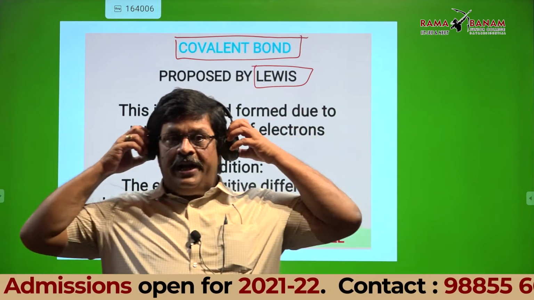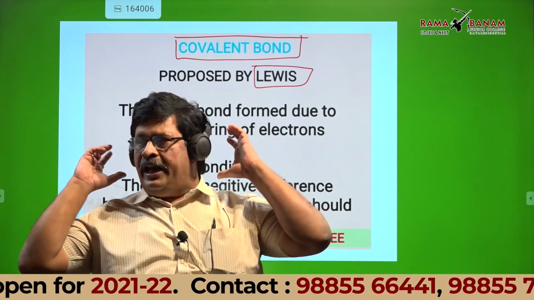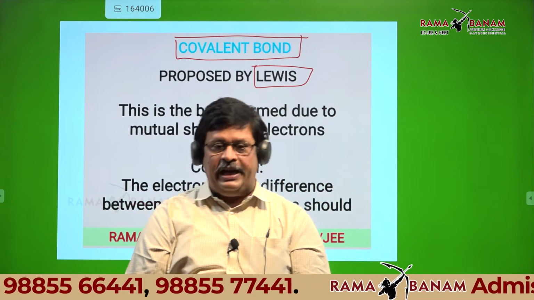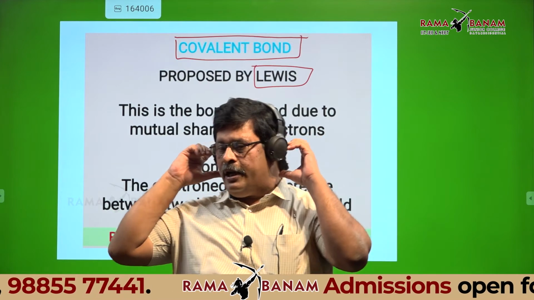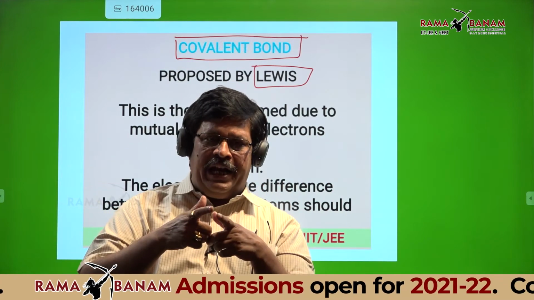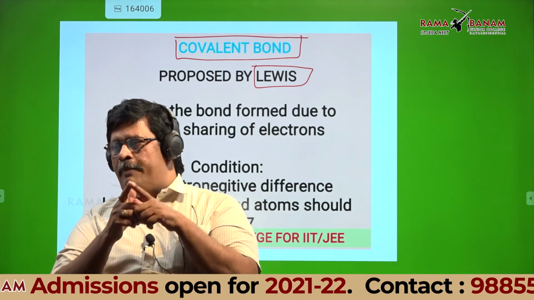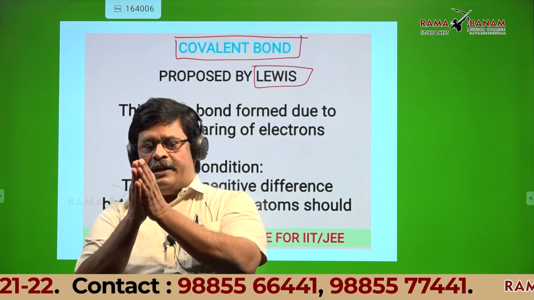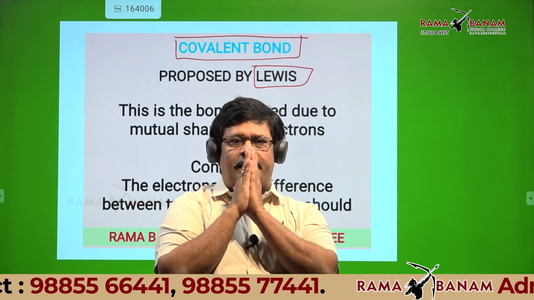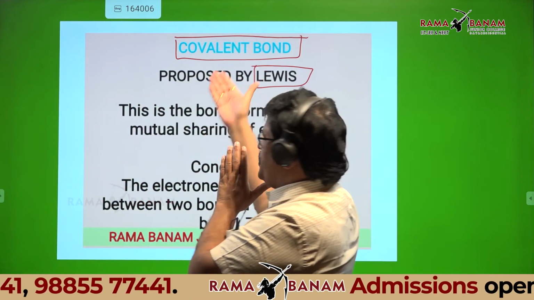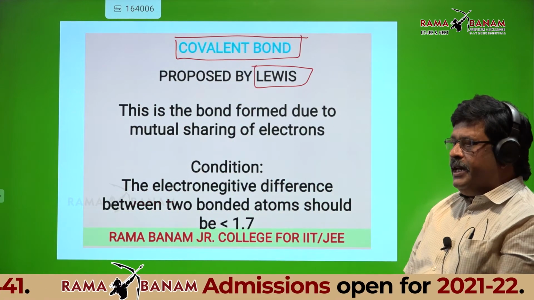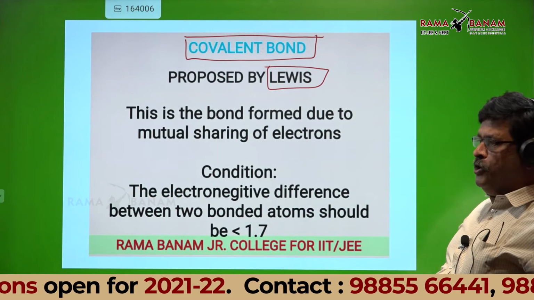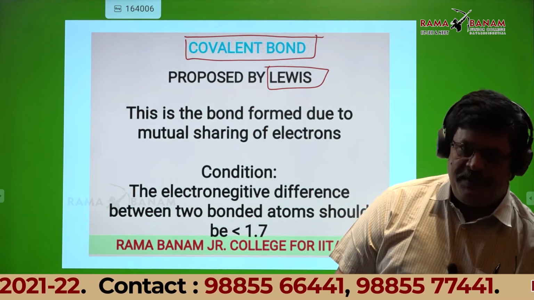The fact of obtaining 8 electron configuration in one way or in other way. There we discussed clearly what is meant by one way or other way: either by gaining, or by losing, or by sharing. Some atoms lose electrons, some atoms gain electrons, some share electrons. Now this is what is a covalent bond. See the definition. This is the bond formed due to mutual sharing of electrons.